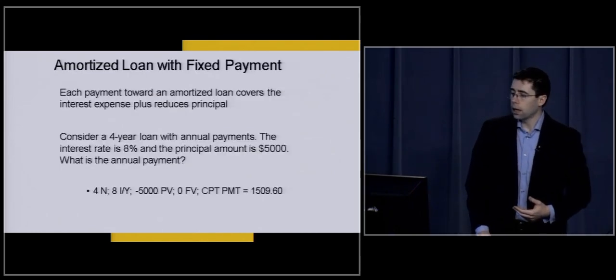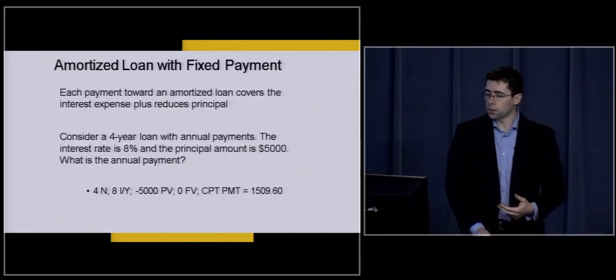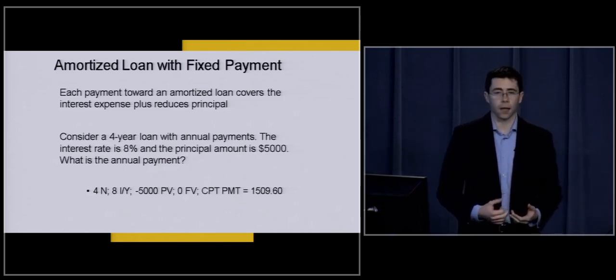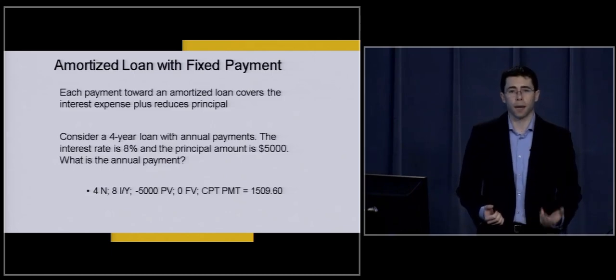I think it's best to use a fairly simple example. So let's consider a case where we received a 4-year loan with annual payments. The interest rate is 8%, and the principal amount is $5,000. This is the amount that we're borrowing. This is the amount that we're going to have to pay back.